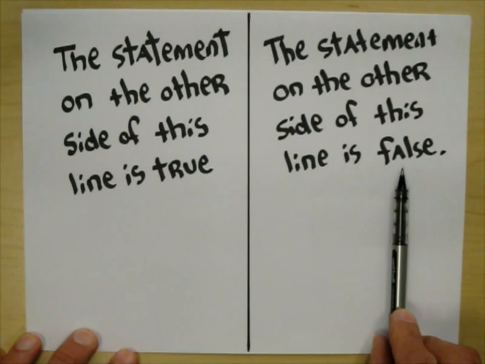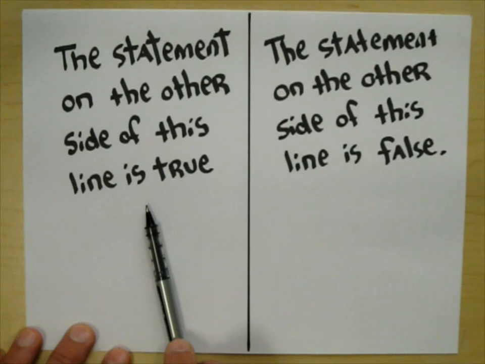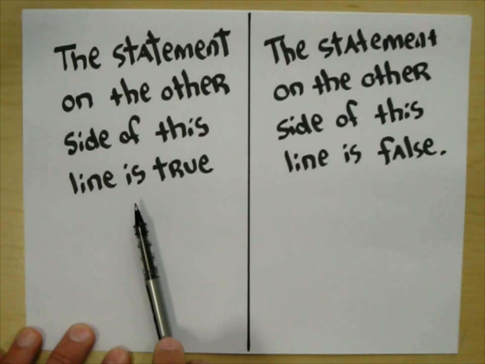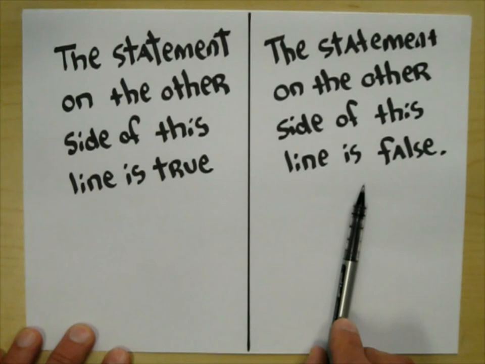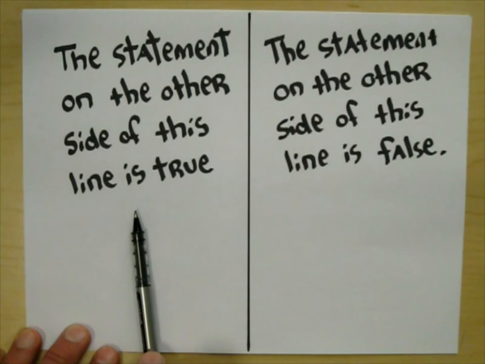Okay. Let's assume that this statement that I'm pointing to is true. If it's true, then that means when I go to the other side, that statement is true. Okay. So I go over here. So from the other side, we know this is true. And what does this statement say? It says the statement on the other side of this line is false. Okay, so that's a true statement, which means over there is false. So we jump back over here.